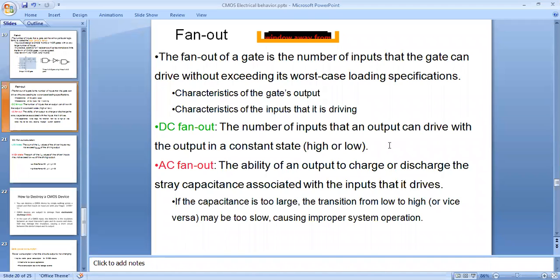So DC fan out means, at the constant state, that is if our CMOS output is at the high state, then how many inputs of other circuits are handled is considered as DC fan out. Suppose it is AC, then AC means what is the output circuit's stray capacitance, how far it can charge, how far it can discharge. The ability of that output to charge or discharge the stray capacitance associated with the inputs that it drives is considered as AC fan out.